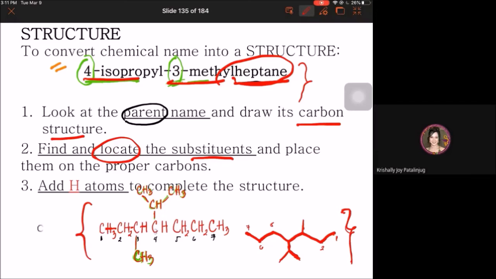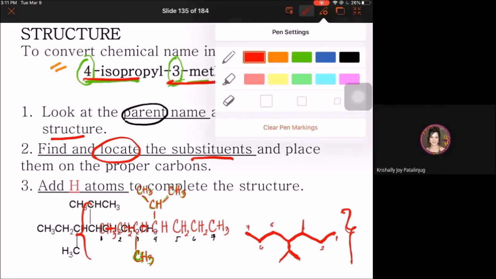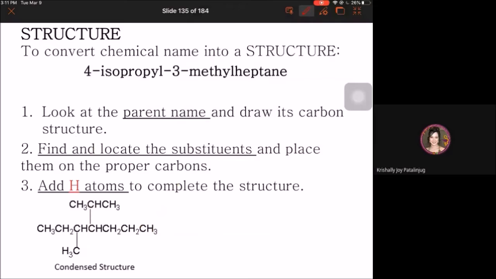Okay, sige nga. Ito lang yun ha. Maura ni siya. Okay, parehas lang yan. Dito lang, this is carbon 1, 2, 3, and 4. It's the same. Okay? Ayan.